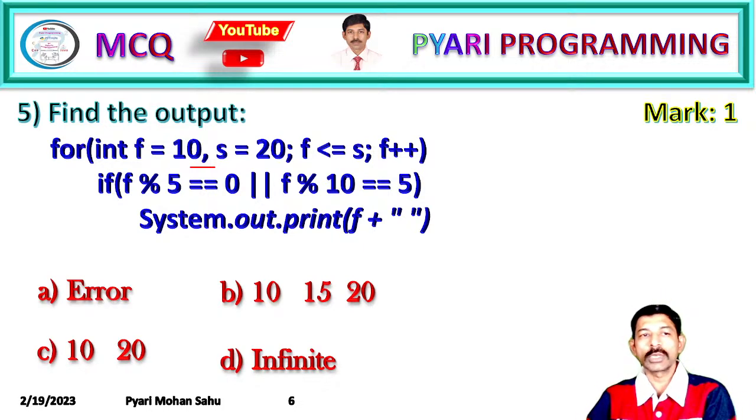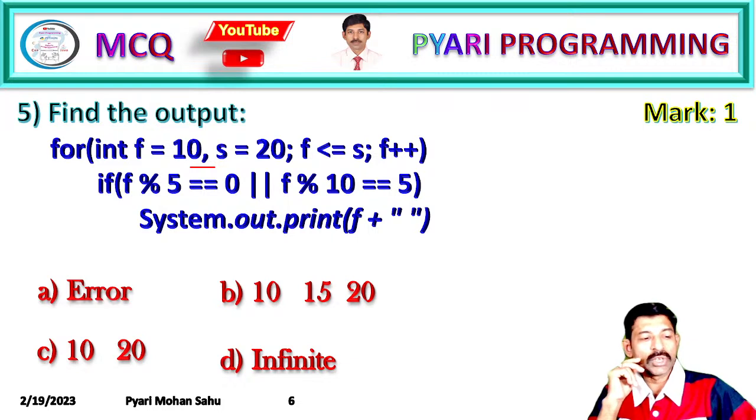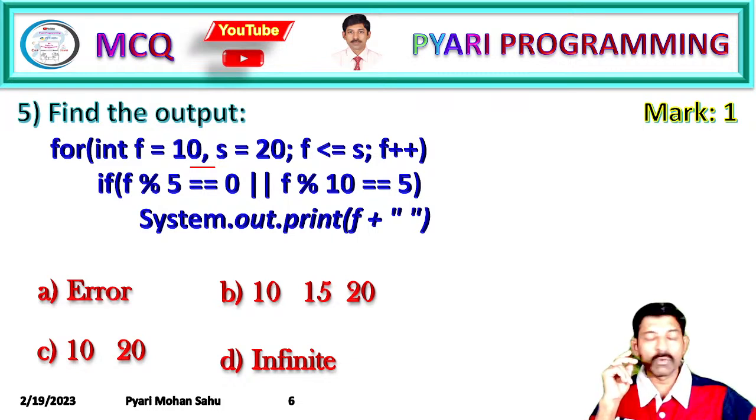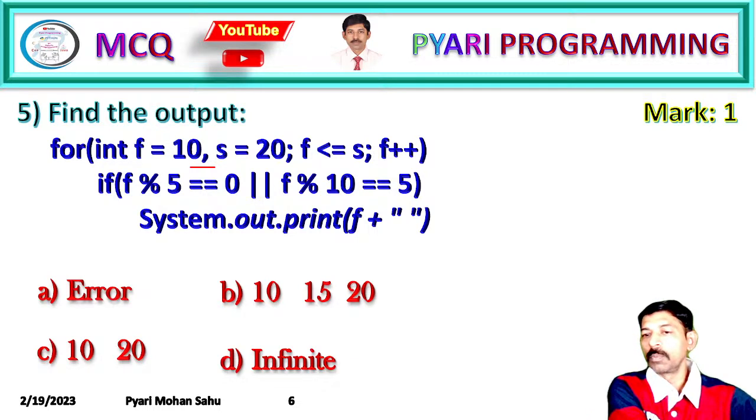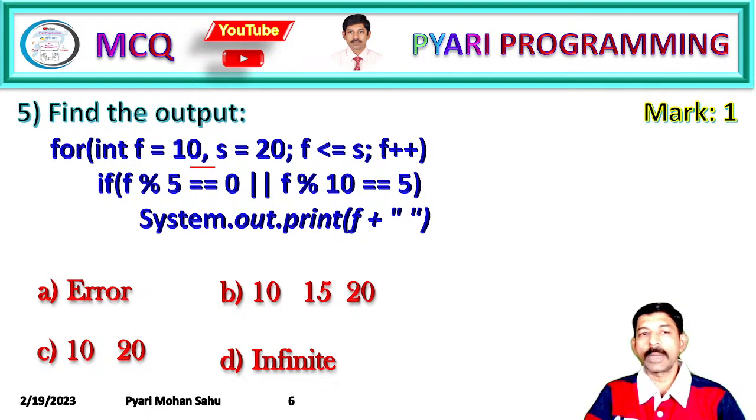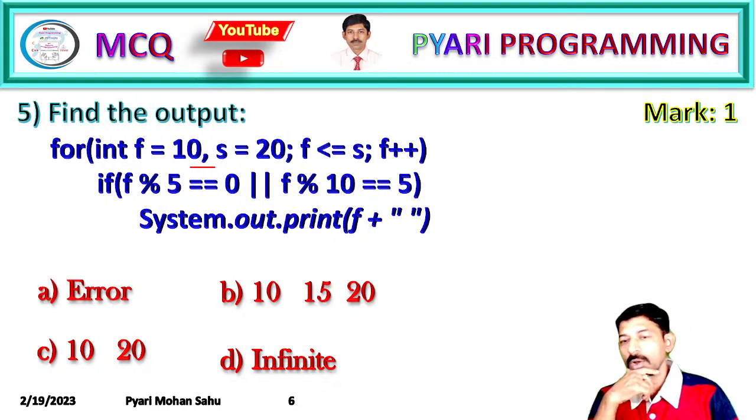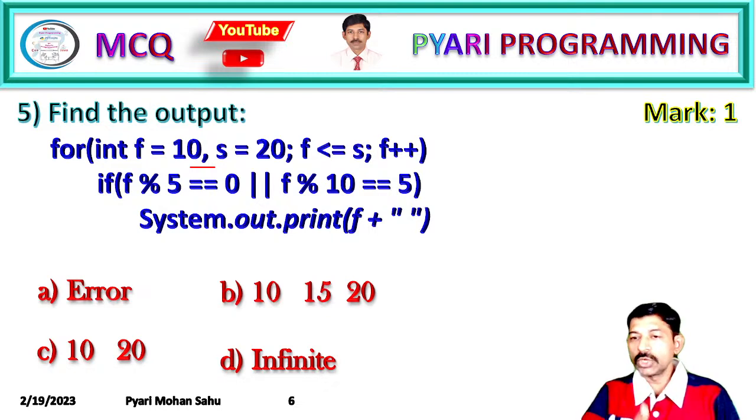Okay, next question is in front of you. Find out the output again. But we have comma separated initialization. Can we initialize more than one value inside a for loop? If yes, it should be separated by comma or semicolon. Or each variable must have its own data type, just like method parameter.